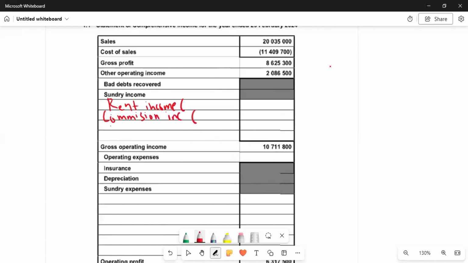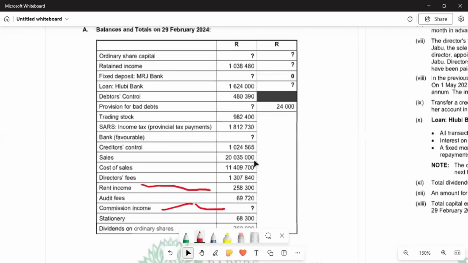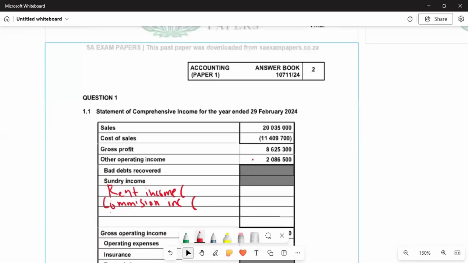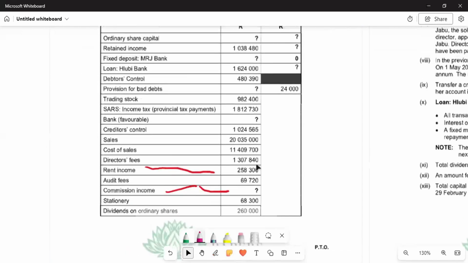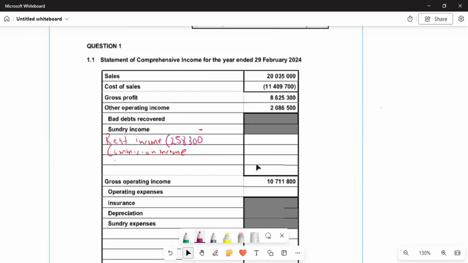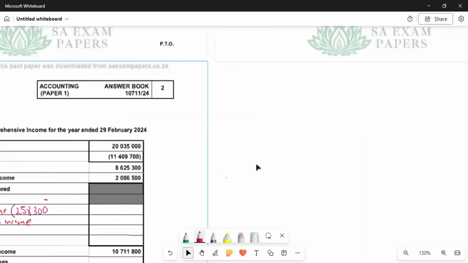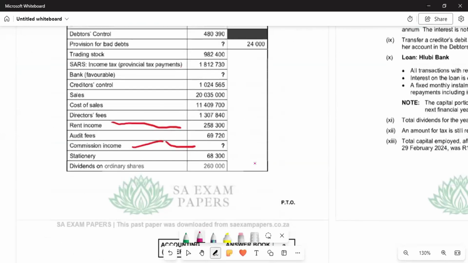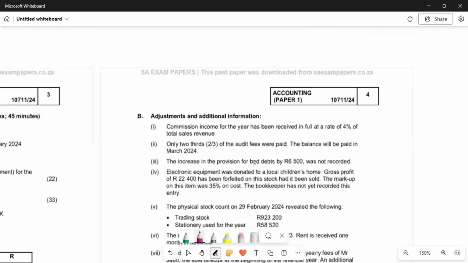Now, let me classify the respective balances I am given. So my rent income, the balance is 258,300. Now, I am given my rent income as 258,300, and my commission income, as you can see here, it's highlighted with a question mark. But first, let me see if there's any information relating to rent income on my additional information. Now, this is my additional information.